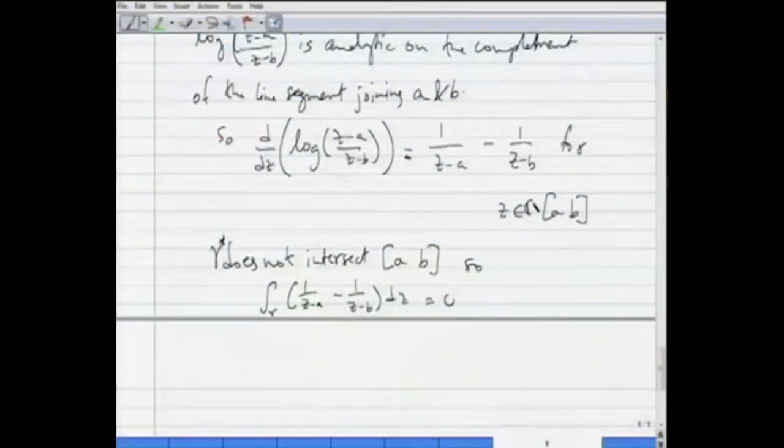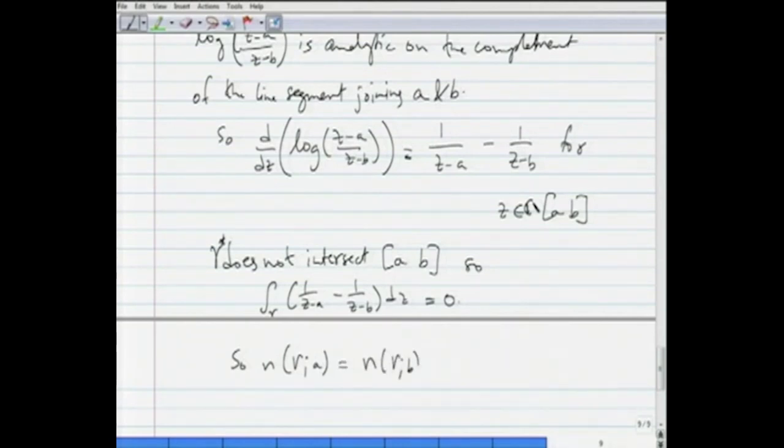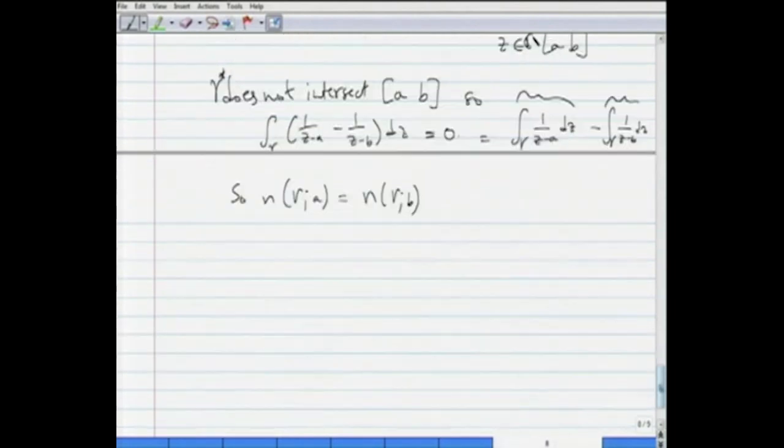So, if you take any closed curve in that region, which lies entirely in the region, you know that by the antiderivative theorem, this has to equal 0. N gamma A is equal to N gamma B, right, because this is also integral over gamma 1 by z minus A dz minus integral over gamma 1 by z minus B dz, and each of these are 2 pi I times the index of gamma with respect to A or B. So, these are equal. So, that proves property 3.